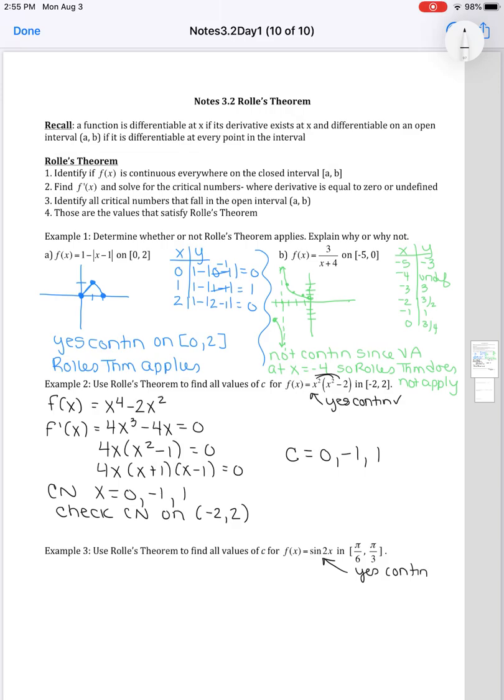All right, sine function here. So yes, it's continuous, which means we can keep going. Again, if it's not, you stop. My function is the sine of 2x.